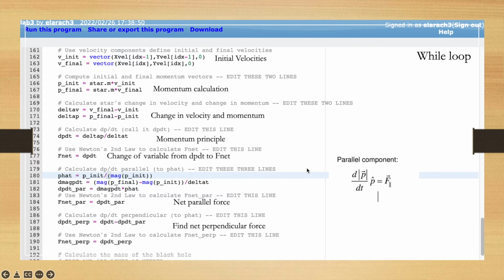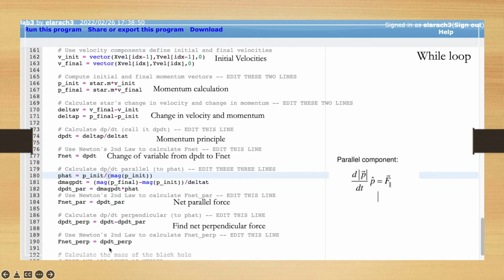Now that we have dp/dt, to find dp/dt perpendicular, we first find dp/dt parallel because we know how to calculate that. It would just be magnitude of p final minus magnitude of p initial. That's just delta of the magnitude of the momentum divided by delta t. And now that we have dp/dt parallel, with that we can calculate dp/dt perpendicular by subtracting that from the total F net that we calculated before.